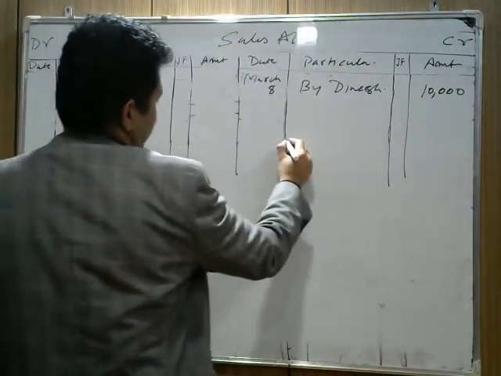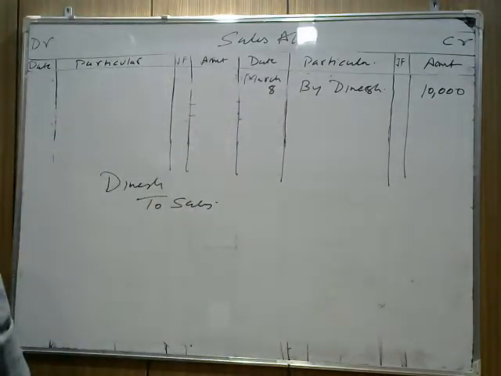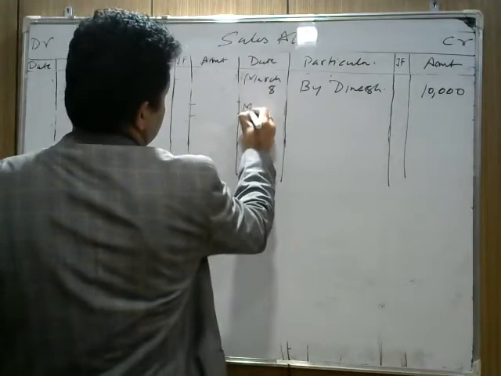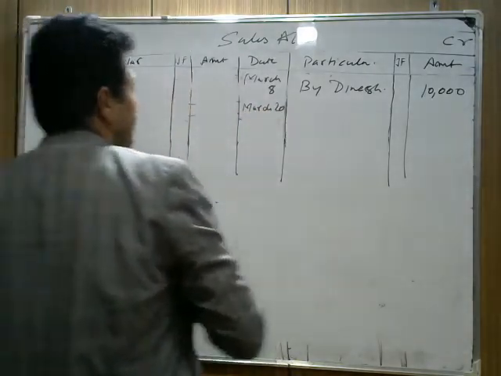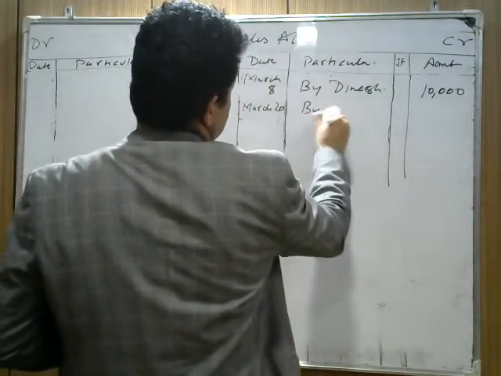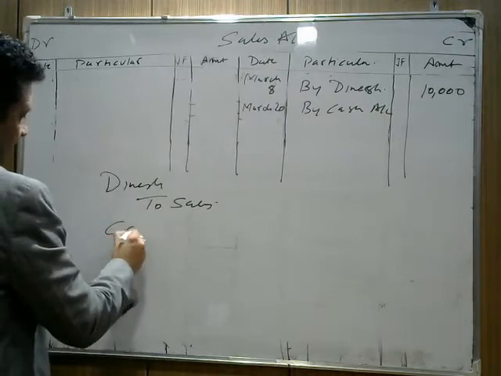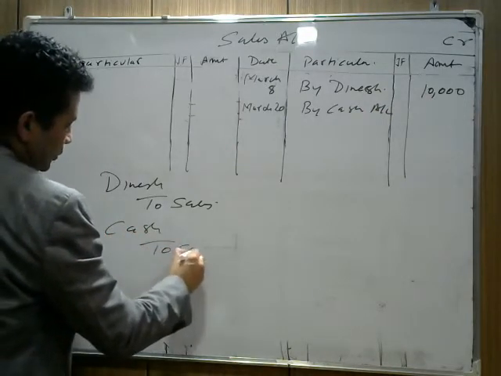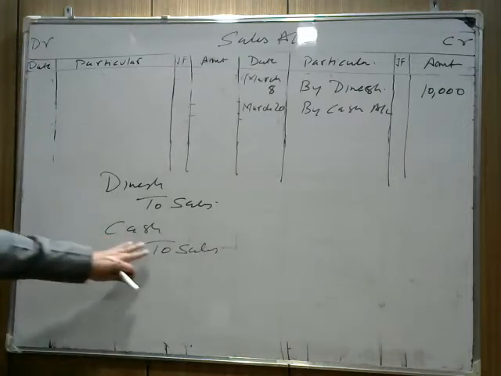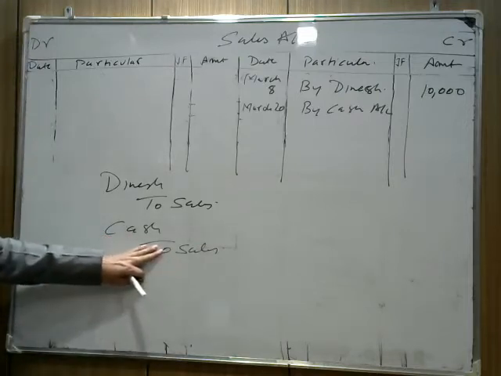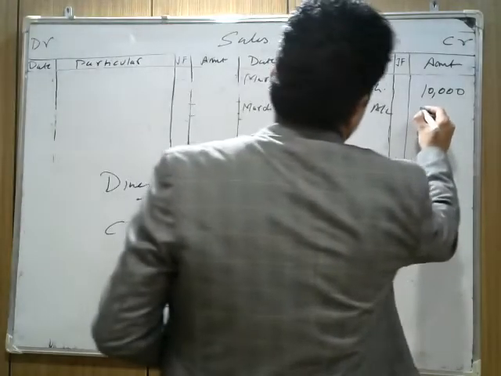I hope this part is clear to all of you. Next transaction related to sales is on March 20, you sold goods on cash. Simple, right? So by cash account. Now why does this entry take place? When you sell goods in cash, the entry will be cash account debit to sales account. So your sales will be credited, because whenever sales increase, it's credited. Why do your sales increase? Because you sold goods in cash. So we write by cash account and the amount here is 20,000.